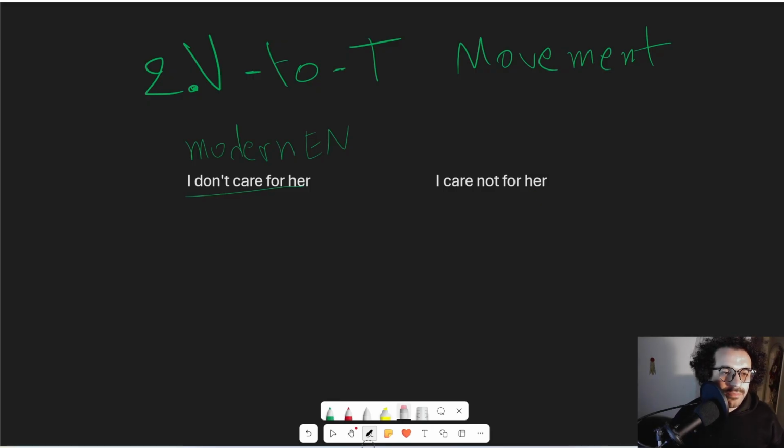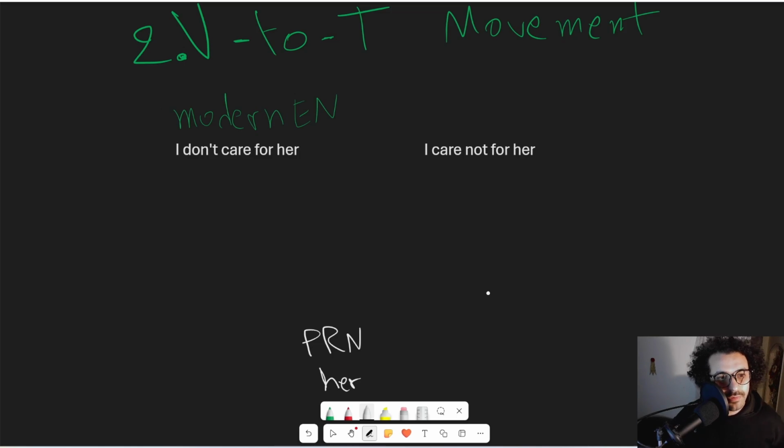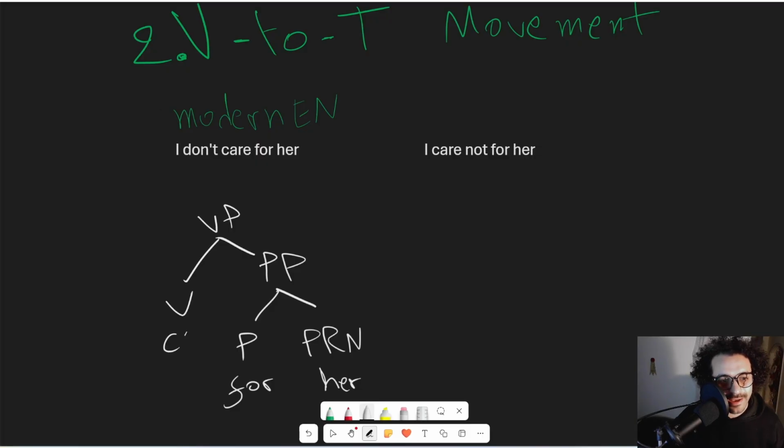We're going to look at the examples here. We're going to have tree diagrams, and then hopefully we'll be able to understand what happens behind the scenes. So let's start with the first sentence, I don't care for her. We start with the pronoun here, her. Then we move to a prepositional phrase, since we have for. The head is for in this case. Then we move on to the VP. Our head V is care. And then I keep going.